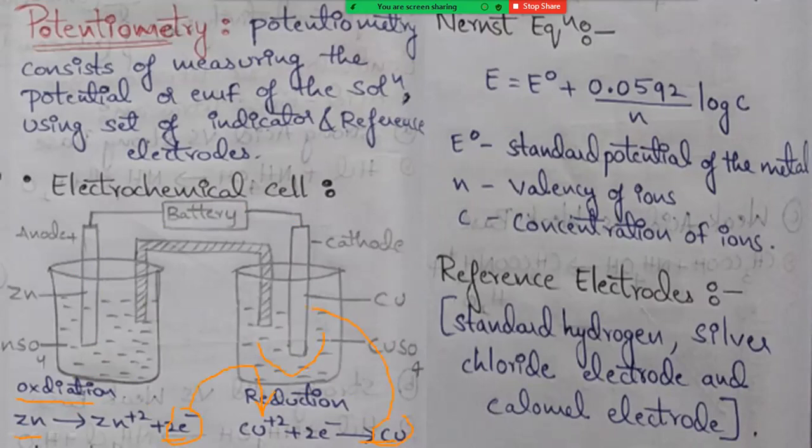So this is about the electrochemical cell. This is the general construction of potentiometry. This is not an exact construction. This is the general idea of the potentials, how these potentials are formed, how this potential difference will be formed, and how these electrons will be transferred from one place to another place. This is the general idea, right?